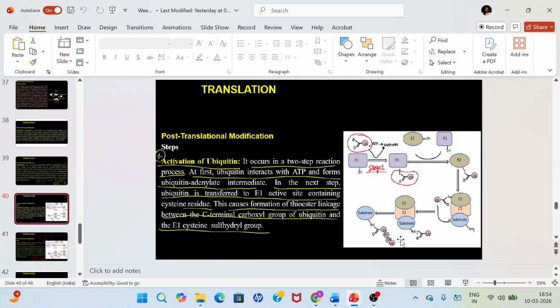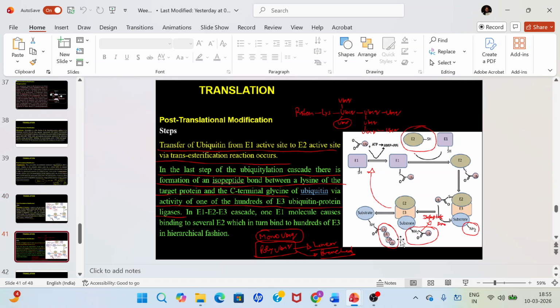Next is the activation of ubiquitin. It occurs in a two-step reaction process. At first, ubiquitin interacts with ATP and forms a ubiquitin adenylate intermediate. In the next step, ubiquitin is transferred to the E1 active site containing a cysteine residue. This causes formation of a thioester linkage between the C-terminal carboxyl group of the ubiquitin and the E1 cysteine sulfhydryl group. So the bond formed is a thioester bond.